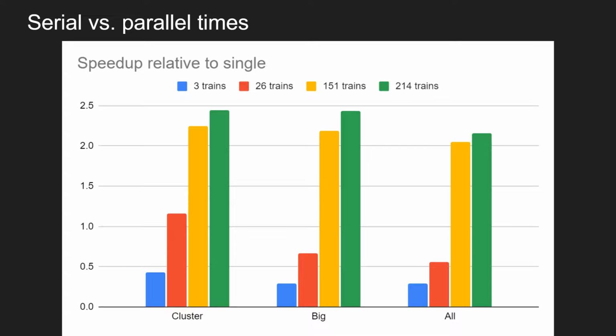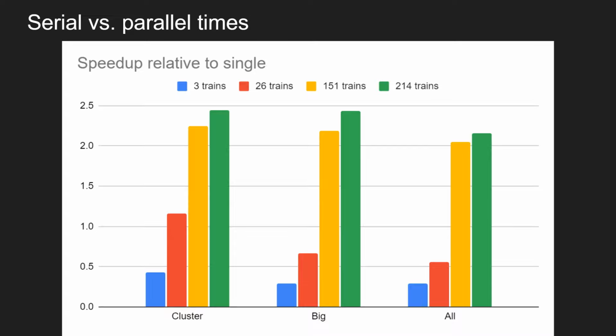I can also reorganize the graph in a slightly different way. Here I show the speedup of the multi-threaded solutions relative to the serial solution. What that means is that if the value is 1, then it's running the same speed as if it was in serial code. And if it's higher than 1, then it's going faster. In the case of 3 trains, you can see that in all of the multi-threaded solutions, it's actually running significantly slower, about a half to a third of the speed.